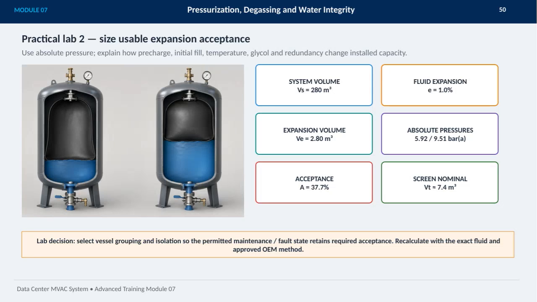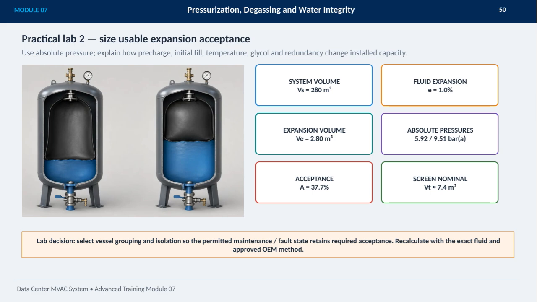Now let's dive into Practical Lab 2, where we focus on sizing usable expansion acceptance in the Data Center MVAC system. The key here is to use absolute pressure to understand how various factors like pre-charge, initial fill, temperature, glycol content, and redundancy impact the installed capacity of the system. We start with a system volume of 280 cubic meters and a fluid expansion rate of 1%, which gives us an expansion volume of 2.80 cubic meters.